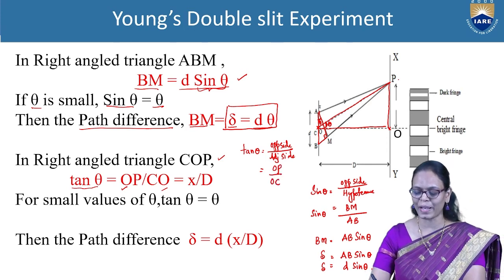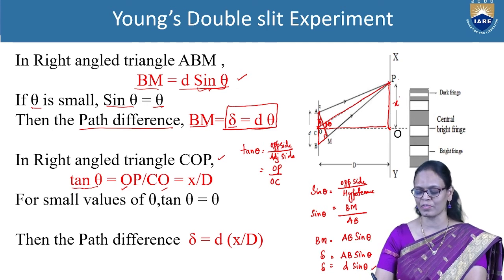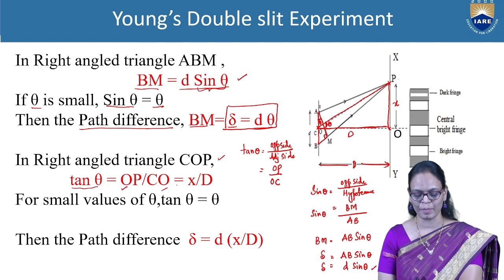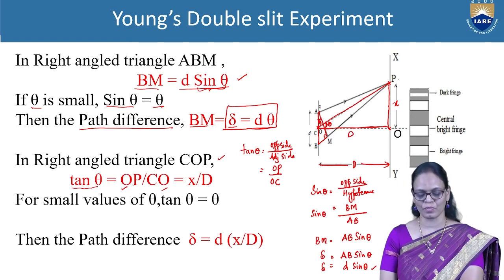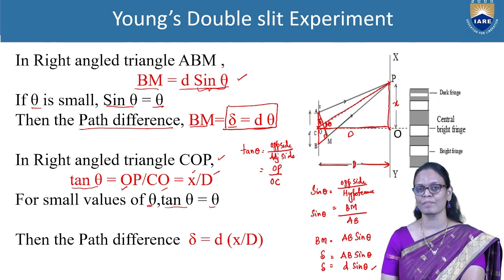Now what is OP equal to? We have considered it to be X. The distance of the point P from the central spot, we have considered as X. And the distance between the source and the screen, we have taken as capital D. So this is capital D. OC is nothing but capital D. So we are going to substitute for OP X and for OC D. So tan theta is equal to X upon D. And since theta is very small, again we consider tan theta is equal to theta.